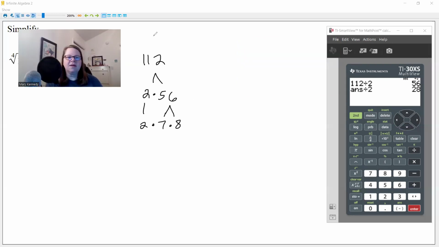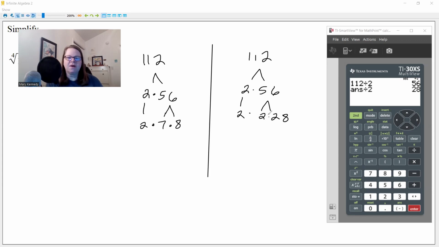Let's draw a line down the middle. Let's write 112. So if you did 2 times 56, and then you said, I'm going to do 2 times 28 here. Okay. So let's go back to the first one.